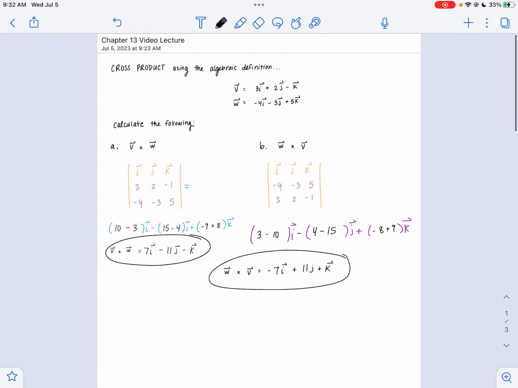So that would be how we find the cross product using the algebraic definition, setting up the determinant using the vectors i, j, and k, and finding the determinant using that.